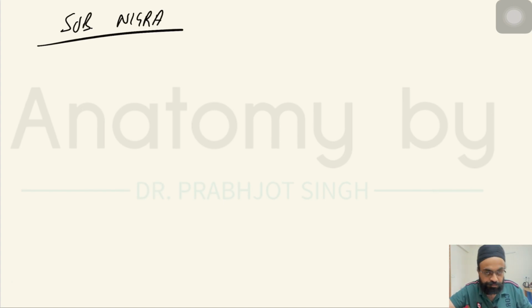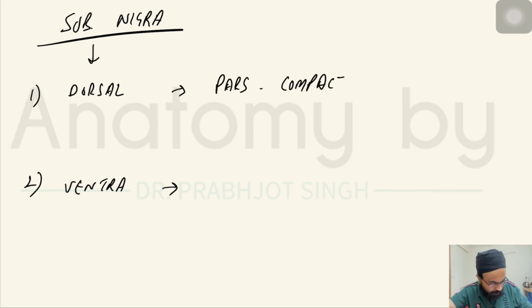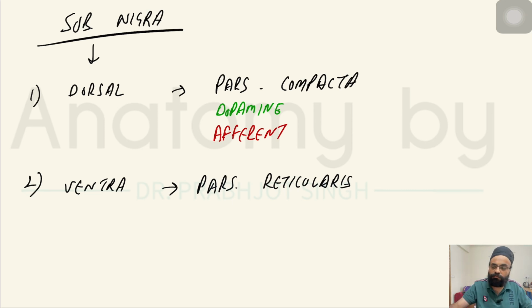Now very important, substantia nigra. Substantia nigra consists of two parts, the dorsal part and the ventral part. The dorsal part is known as pars compacta. Ventral part is known as pars reticularis. Now over here there is a secretion of dopamine. Pars compacta is afferent and pars reticularis is also known by some other names.